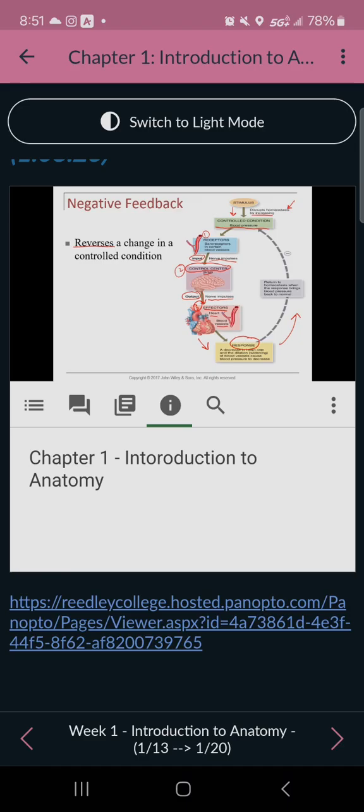Notice that the activity of the effector causes the blood pressure to drop, a result that negates the original stimulus, which was an increase in the blood pressure. This is why it is called a negative feedback system.